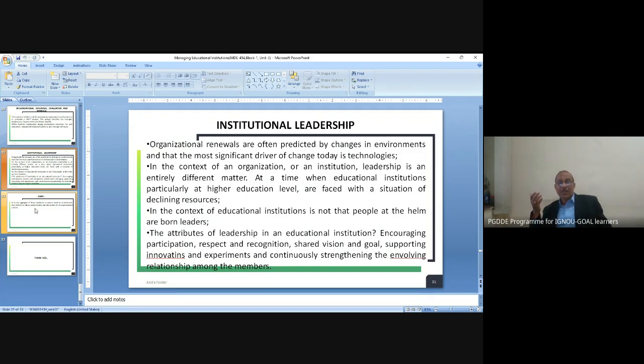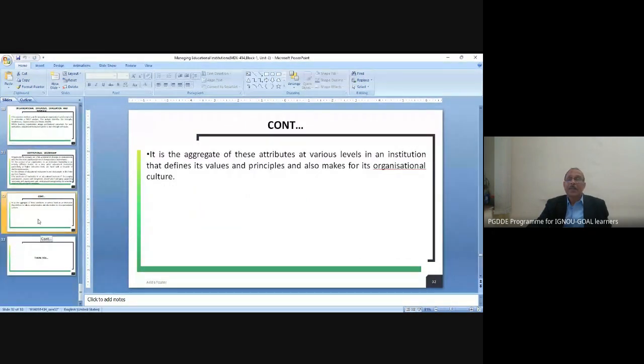Shared vision: what is the shared vision of this institution? What is the goal? I think you inculcate that. Support innovation and experimentation. Once you develop these things, you will develop good leaders for society. It is the aggregate of these attributes, at various levels in an institution, that defines its values and principles and also makes the organizational culture. I think you all agree with me. We say the graduates coming from this institution are good because that institution has a good program, good principles, and a good organizational culture. That's how things are labeled.